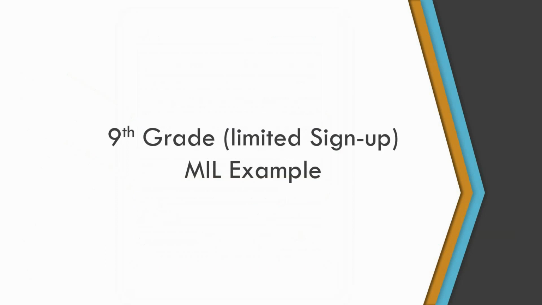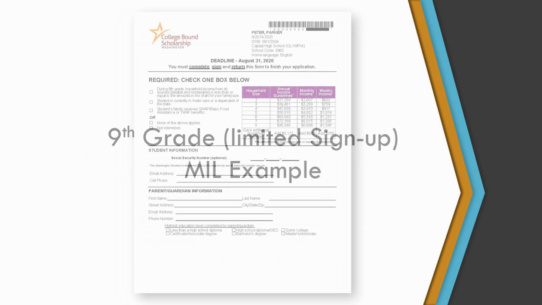In 2019, the legislature updated eligibility for the College Bound Scholarship. This means a limited number of 9th grade students are now able to complete a College Bound application. This is an example of what this 9th grade Missing Information Letter looks like.